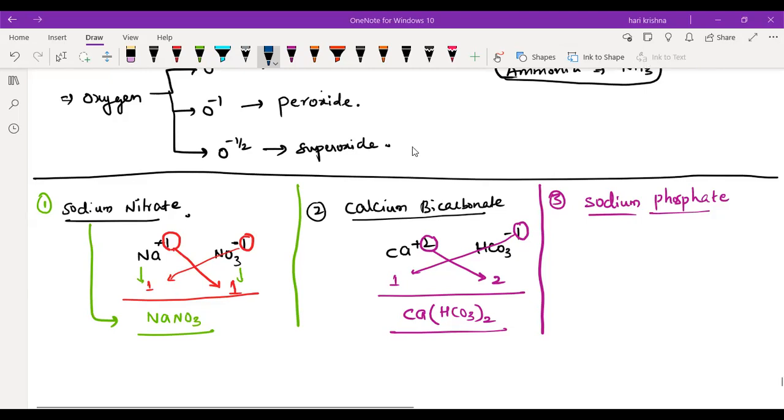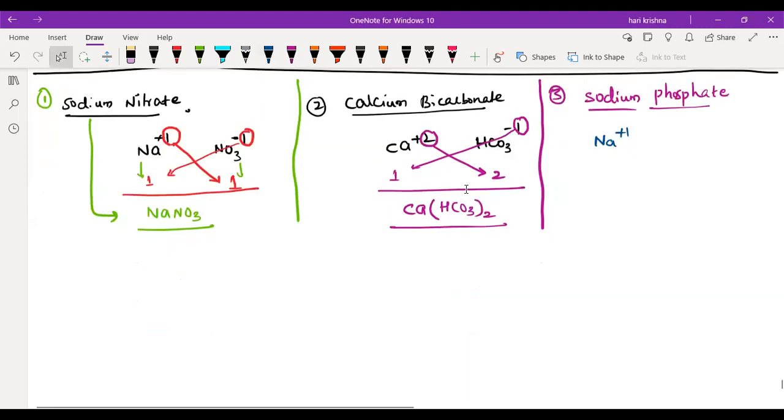Okay. So what is the sodium phosphate? Sodium will show Na plus 1. Sir, I didn't understand the second one. Why whole two, sir, like HCO3? Okay. You know Ca will show plus 2 charge, right? Calcium will show plus 2 charge. Bicarbonate means minus 1 charge.